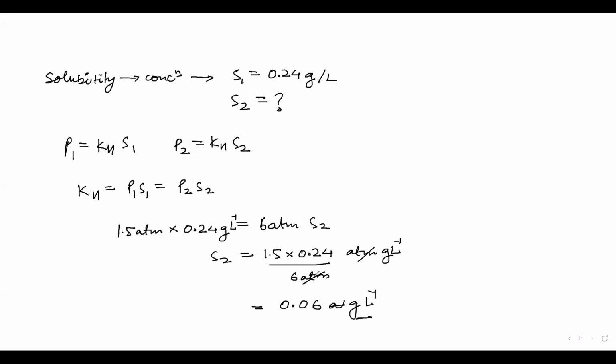What do you think? Is this statement correct? Sir, the unit of the constant is wrong also. So what happened here? You all went with the flow. The first thing that you should see is that when we had 1.5 atm, we had 0.24. Now when the pressure is increased, the solubility has decreased. How?